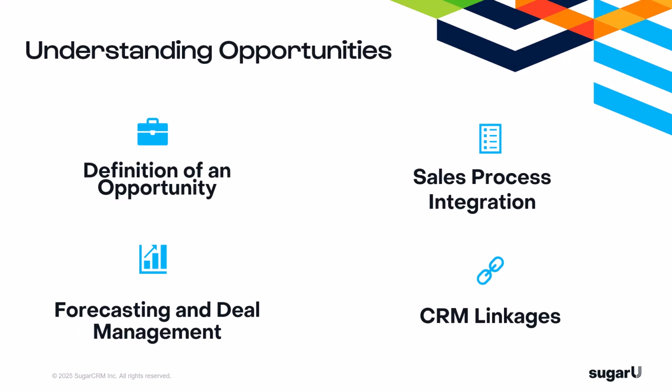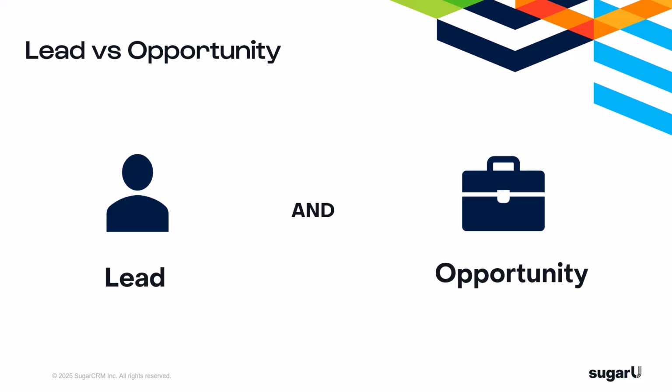CRM linkages. Each opportunity can be linked to other CRM records, such as accounts, contacts, and revenue line items, creating a 360-degree view of your sales engagements. Now, let's review the difference between a lead and an opportunity, and understand their roles in the sales funnel. Capturing potential new business may involve creating both a lead and an opportunity record, because each serves a distinct purpose in the sales process within Sugar CRM.